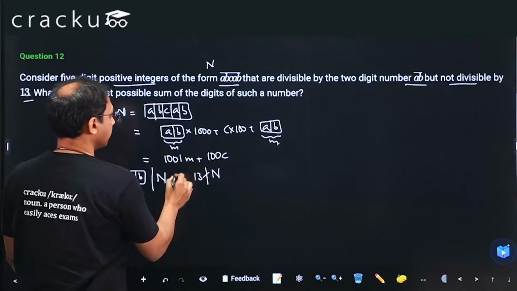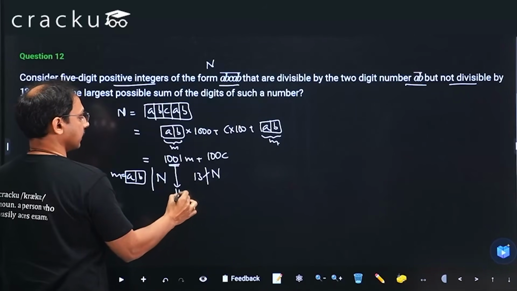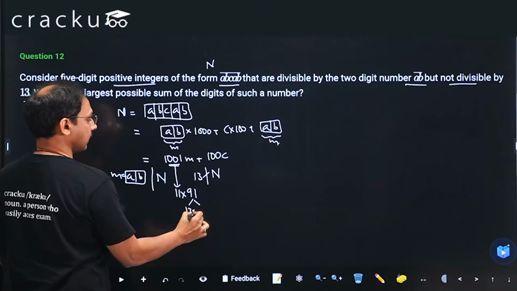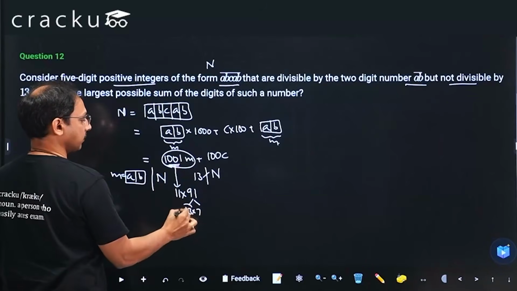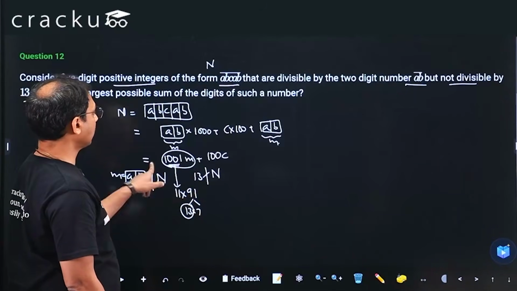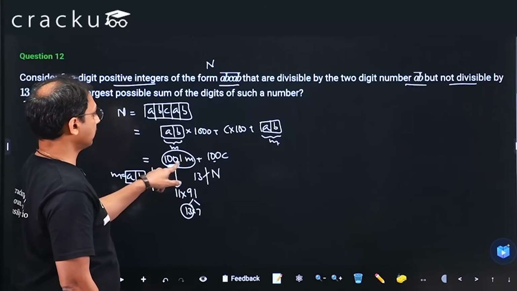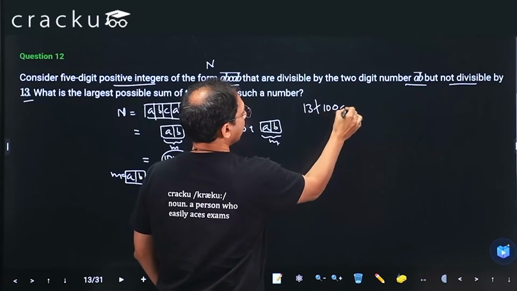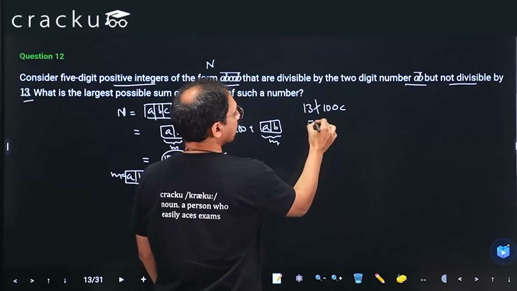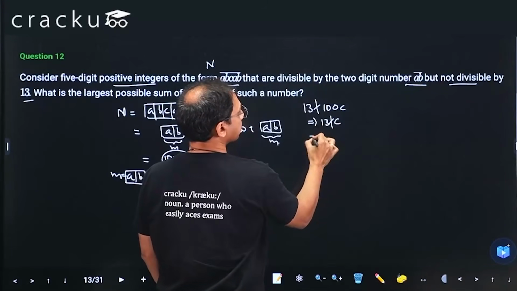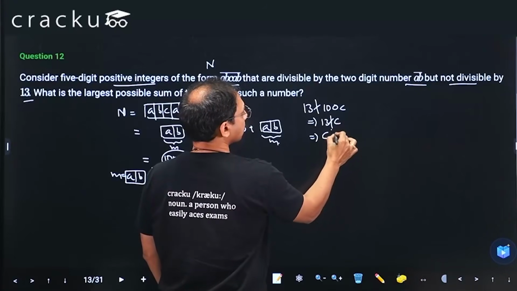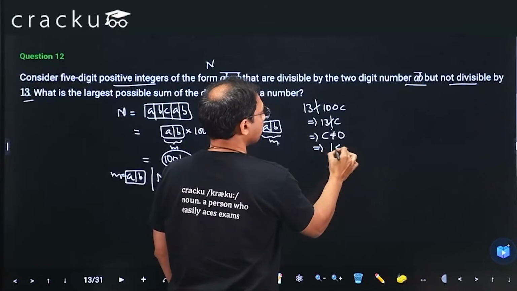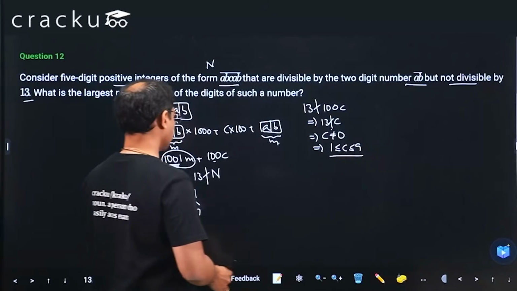Now if you observe, 1001 is 11 into 91. 91 is 13 into 7. So this part is a multiple of 13. So if 13 is not dividing N, since 13 is a factor here, 13 should not divide 100C. 13 and 100 are co-prime. So 13 should not divide C. The only digit here that is a multiple of 13 is 0. That means C can be any value from 1 to 9.